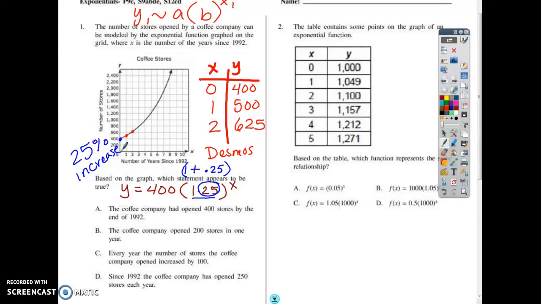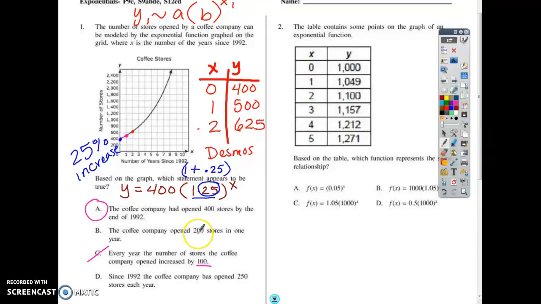Okay? So then it says, based on the graph, which statement appears to be true? So which one of those is true? A. A is true, but I need you to check C. C is not true. It says every year the number of stores the coffee company opened increased by 100. So right here it increased by 100 because it's 500. But then the next one, even though it looks like it's 600, it's not. And if you keep going, you'll notice that it's not increasing by 100 every single time. It increases by less than 100.